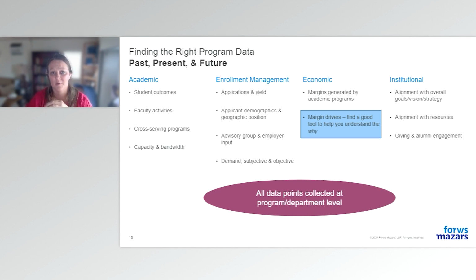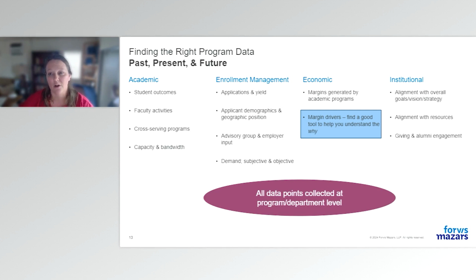Enrollment management data is probably the most explicitly future-minded because they tend to be looking at market research, employer data, employer wants and needs. So if there's an advisory group or a real system you have in place for getting employer input, that would be great data to bring to this process. I would also say your applications and your yield rate are particularly important, and that's by program. All of these data are individually by program.